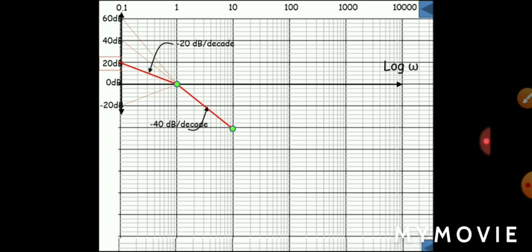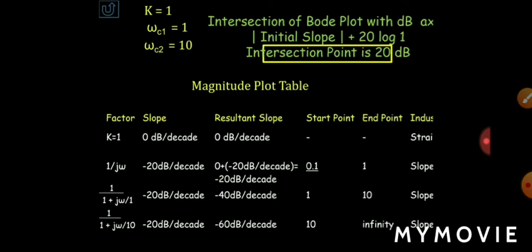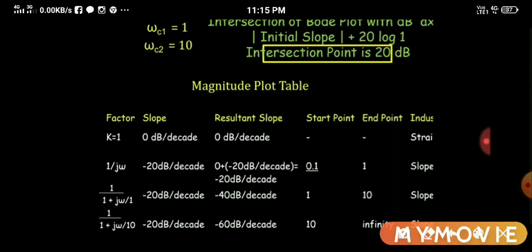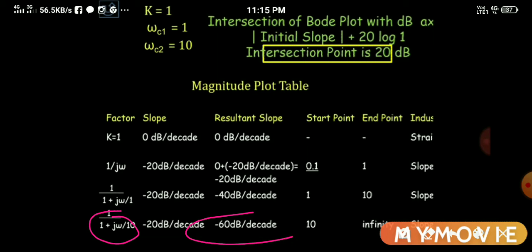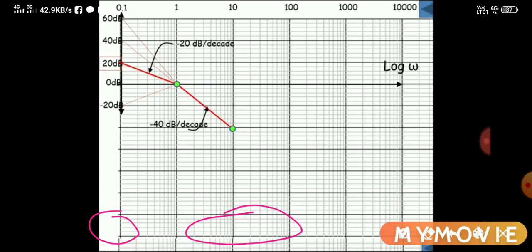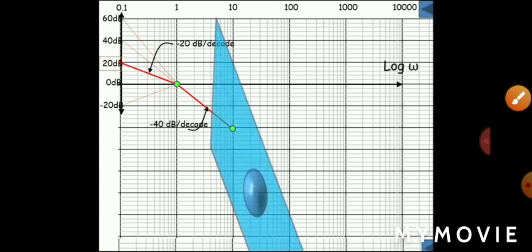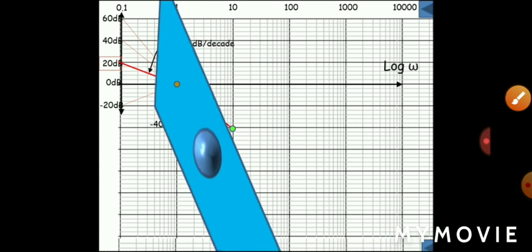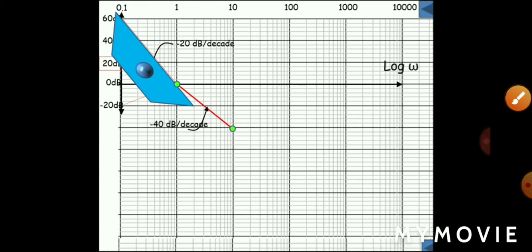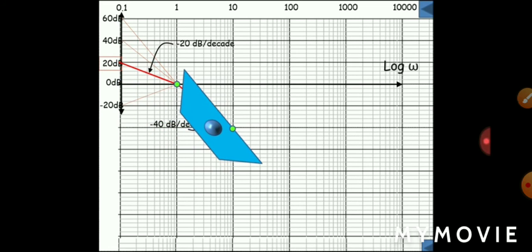Similarly, next is a simple pole, which gives minus 40 decibel per decade. So keep the scale at minus 40 decibel per decade, then draw a line from 1 to 10. But you should extend that line. I keep the scale at minus 40 and take the same parallel line from that point, from 1 to 10, because omega c2 is 10. This is minus 40 decibel per decade.